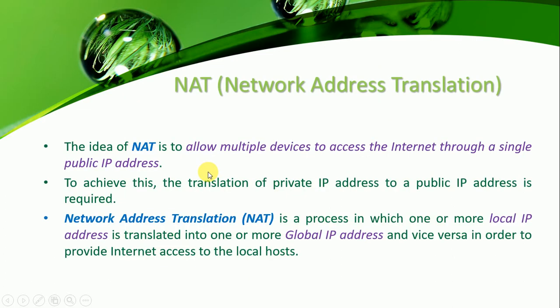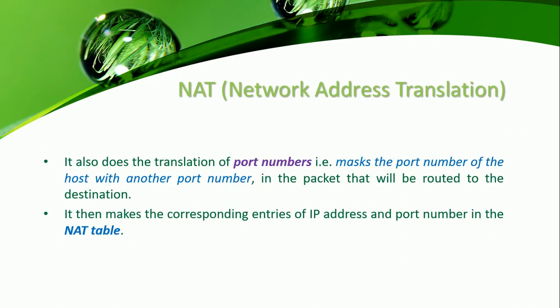So NAT is used to translate a local IP address, meaning a private IP address, to a public IP address. A public IP address is also called a global IP address, and vice versa: the global IP address is translated to a local IP address, and the local IP address is translated to a global IP address.